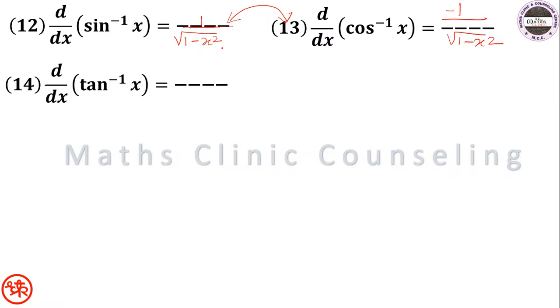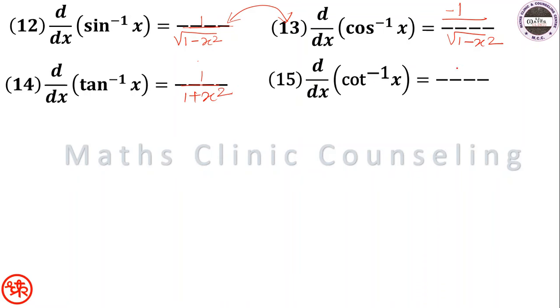Is that clear? The next formula, d/dx of tan inverse x is 1 upon 1 plus x square. Is that clear? d/dx of cot inverse x is minus 1 upon 1 plus x square. Is that clear?